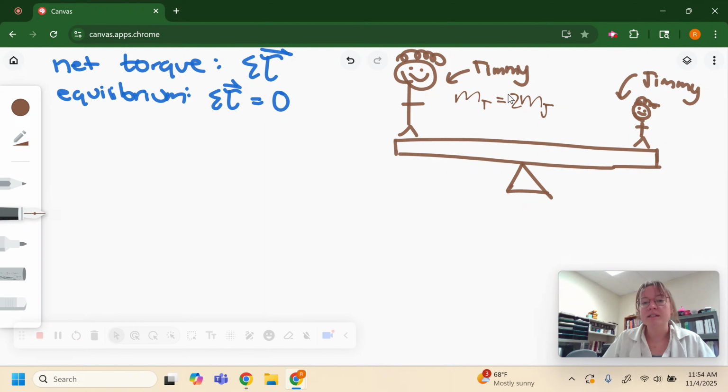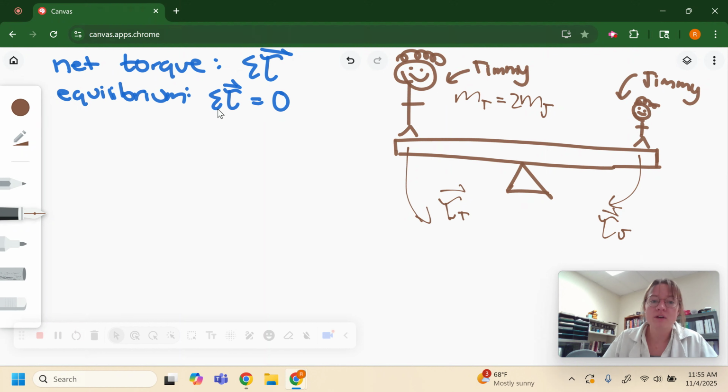Okay, do you see that Timmy is going to try to create a torque on this seesaw? Timmy is going to try to create a torque on the seesaw that makes it turn down this way and around this way like this. This is going to be the torque created by Timmy. Meanwhile, Jimmy is going to create his own torque. He's going to create a torque that tries to make the seesaw turn this way, like this. So both Timmy and Jimmy are going to create a torque on the seesaw.